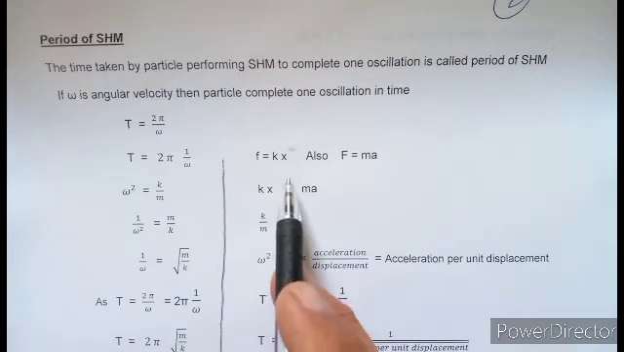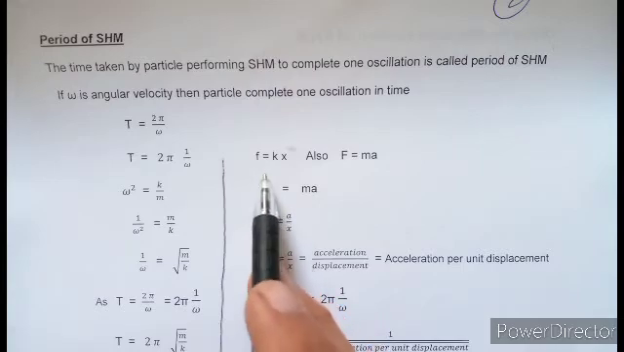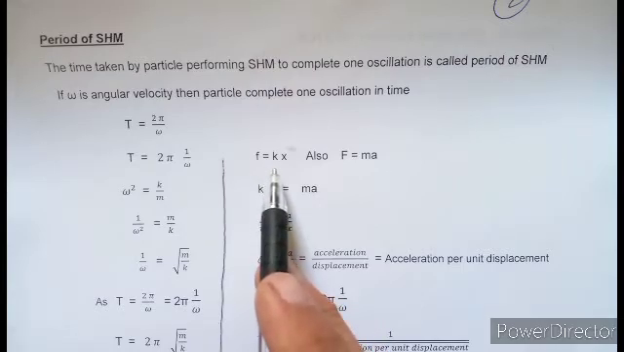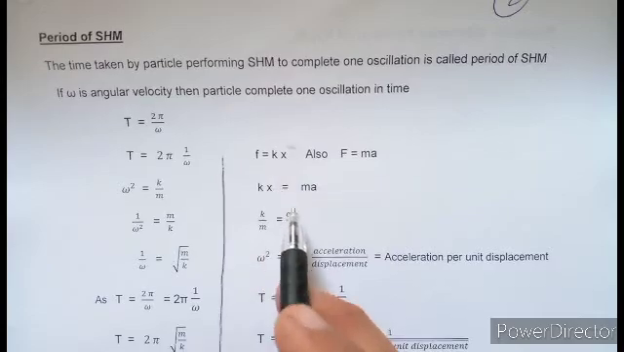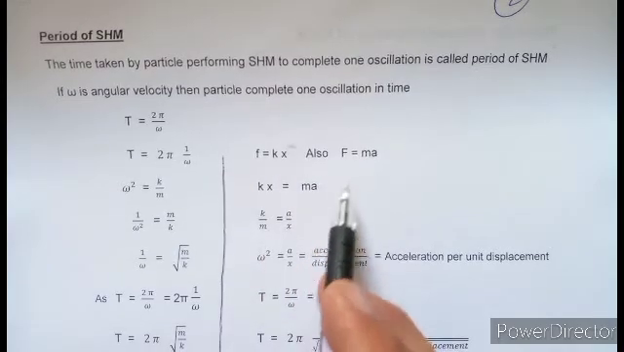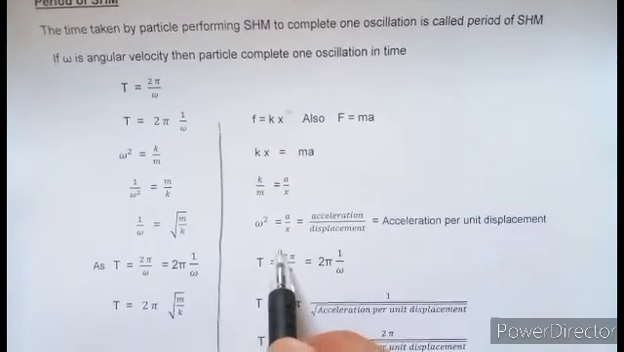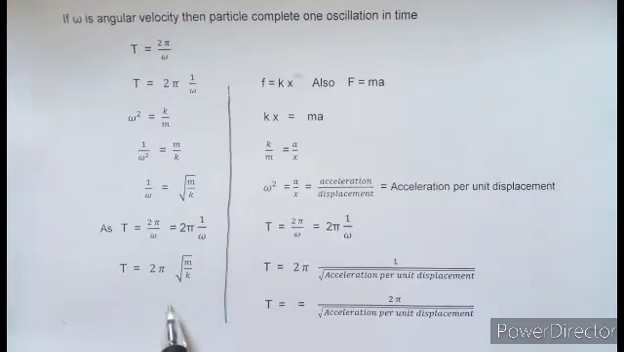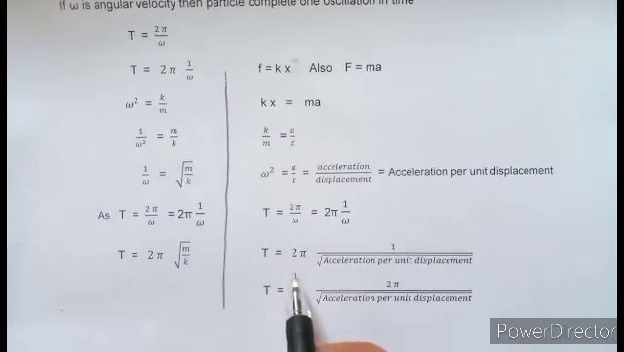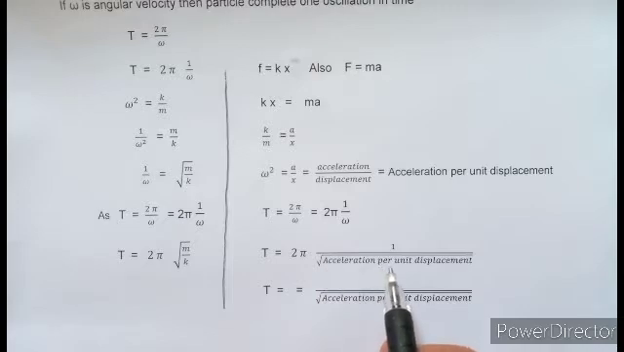We calculated the value of omega by considering the first equation, omega square is equal to k divided by m, and secondly we have calculated omega by using the equations F is equal to kx, and also F is equal to ma. Then we get the period of a particle performing SHM as 2 pi in square root m divided by k, or in other form T is equal to 2 pi into 1 upon square root of acceleration per unit displacement.